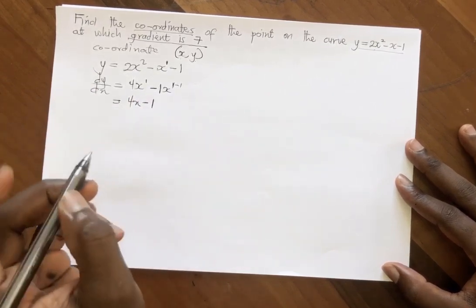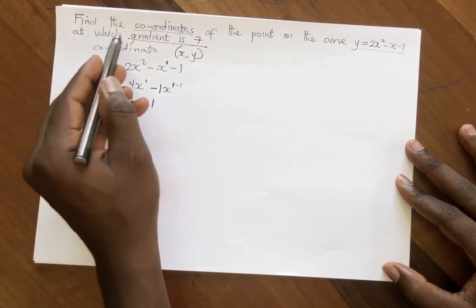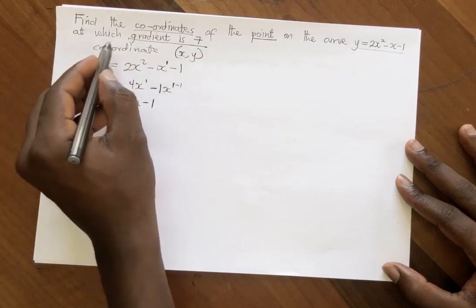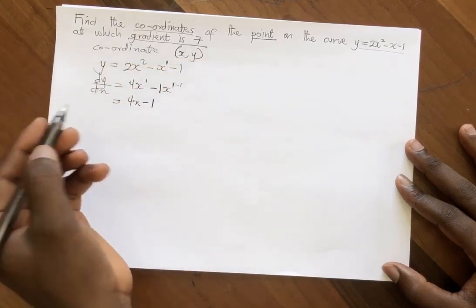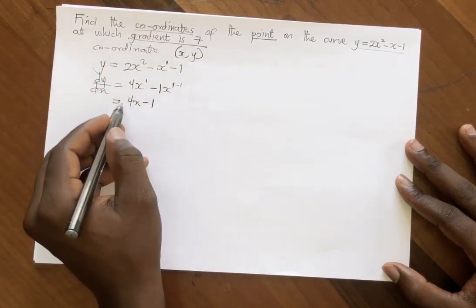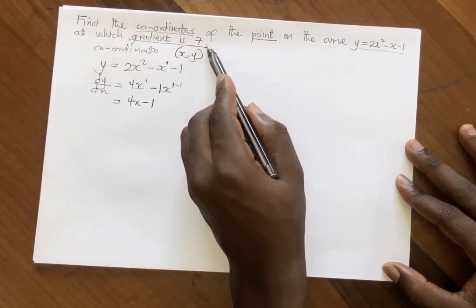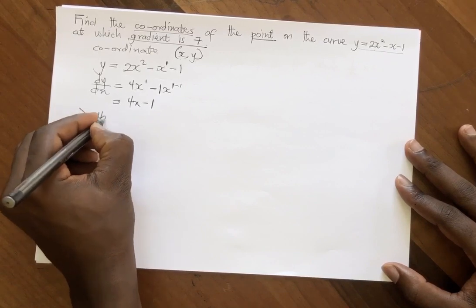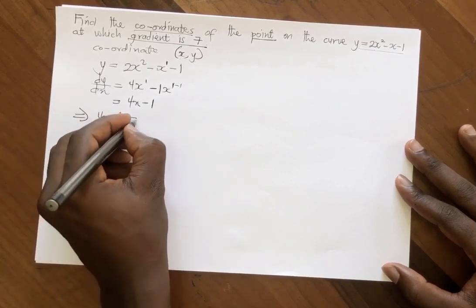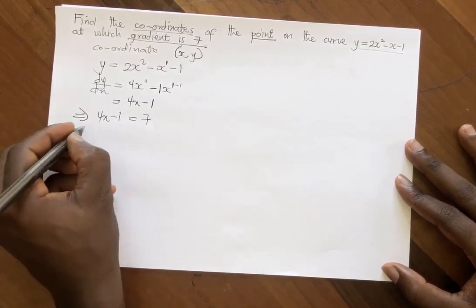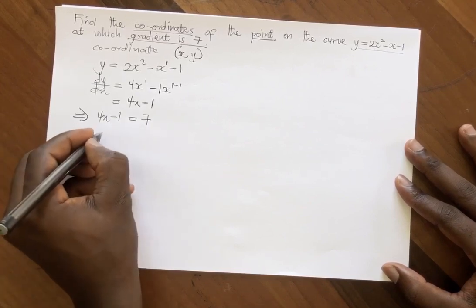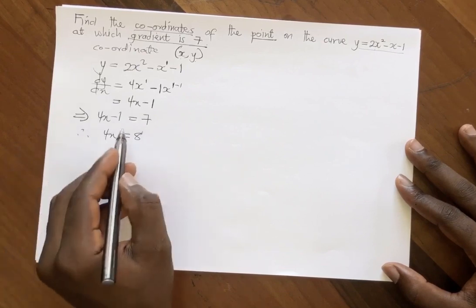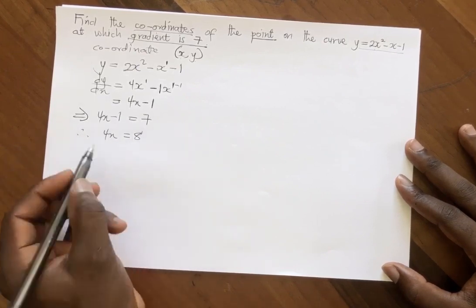All right. But what are they saying? They are saying that find the coordinates of the point on this curve at which the gradient is 7. That tells you that this gradient function is equivalent to the 7 here. So this implies that 4x minus 1 is equal to 7, okay? Therefore, we have 4x is equal to 8. That is when you add 1 to both sides.